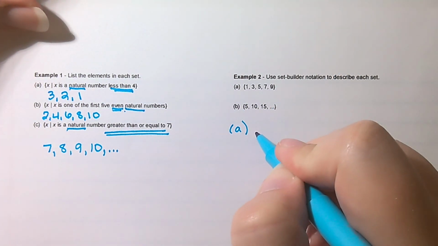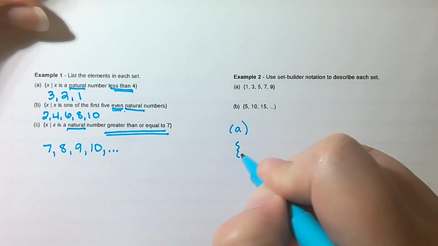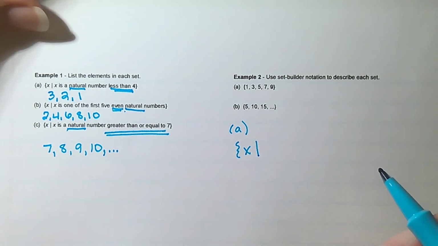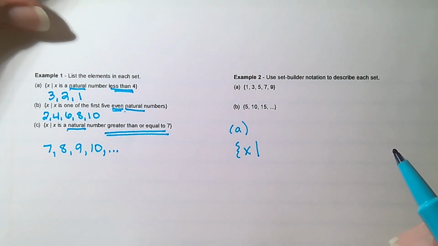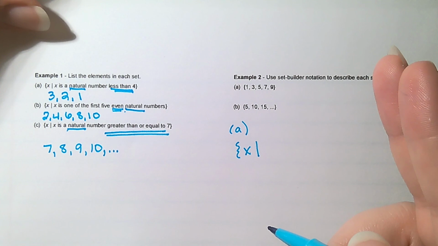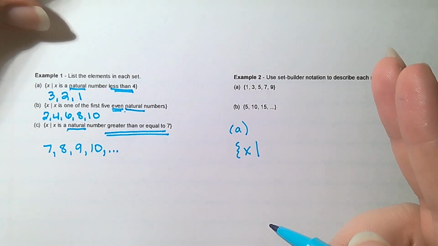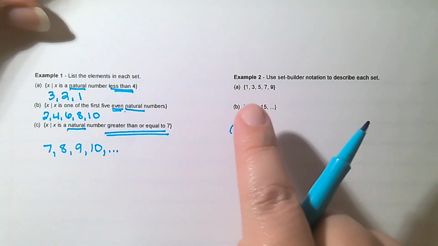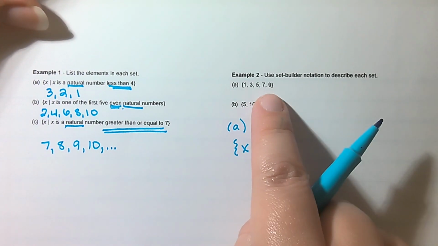So I can start with, it is the set of all x such that, you could use a different variable if you would choose to. I have to describe what kind of numbers I'm dealing with, what number set they come from, and then additional information that can narrow it down to just being the 1, 3, 5, 7, 9. So it's just these 5 numbers.